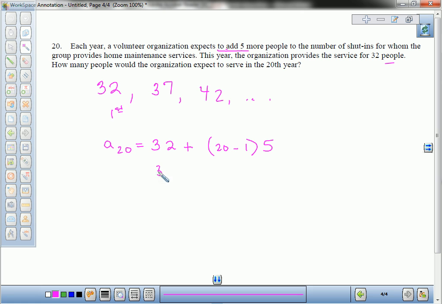So that would be 32 plus 95, which means 20 years later, they expect to serve 127 shut-ins. That would be a huge service outreach program right there.